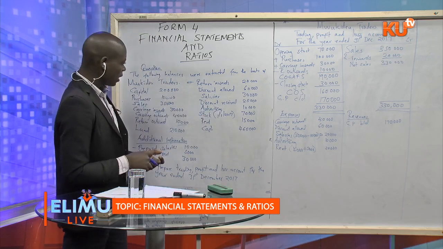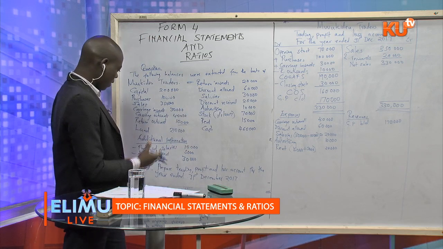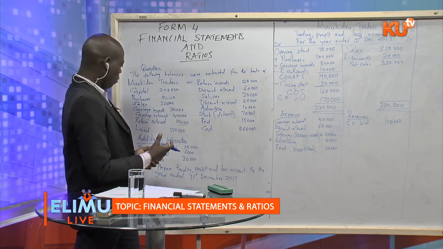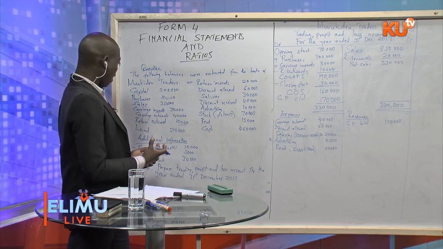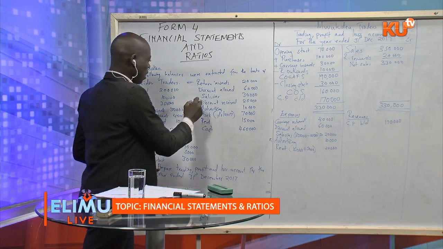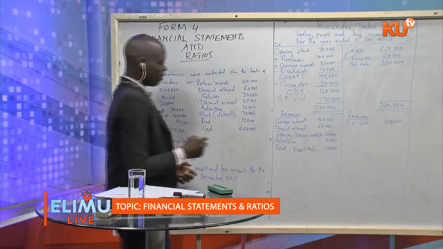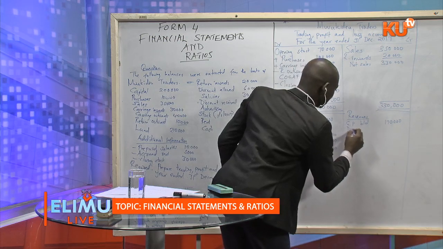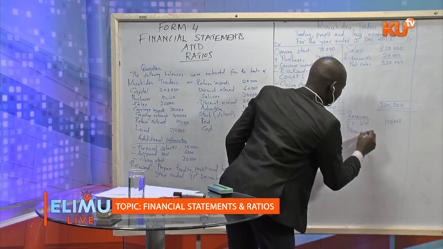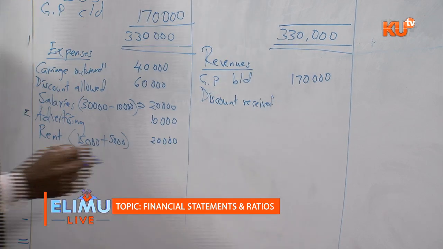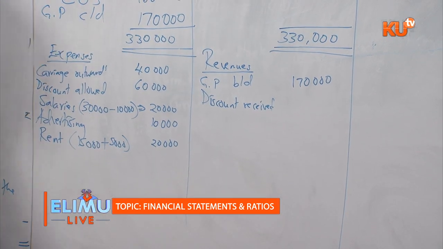So we finished all the entries concerning the expenses as far as the question is concerned. And then now we need to look at the incomes. And from the entries, we only have one, discount received. So we'll record it here, discount received. Discount received, which will be 20,000.